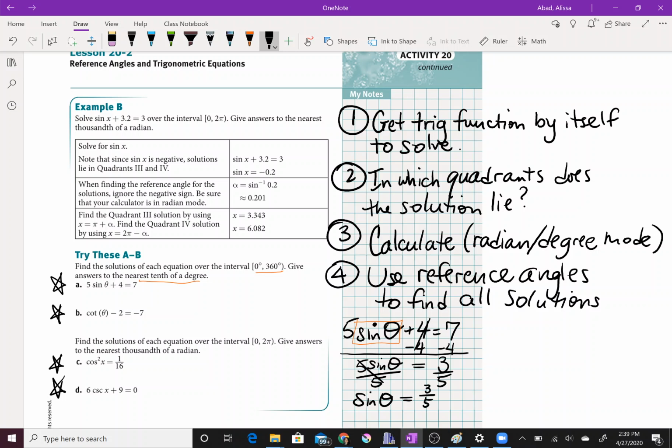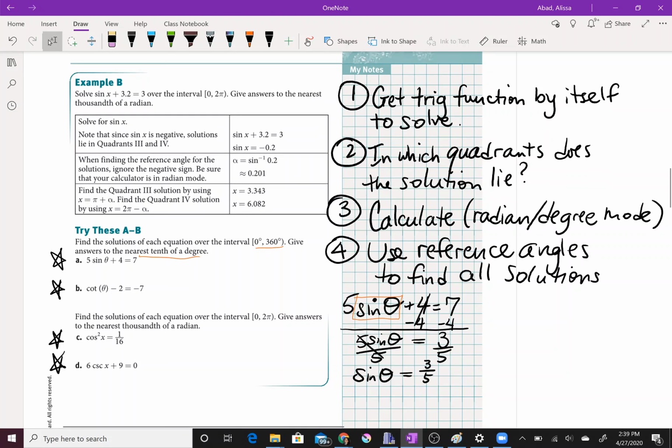Now 3 over 5 is not a usual value that we see in our unit circle, so it will be outside our unit circle, but we can calculate this from here. Before that, let's find out in which quadrants that solution lies. Notice here that it says sine of theta is positive 3 over 5.